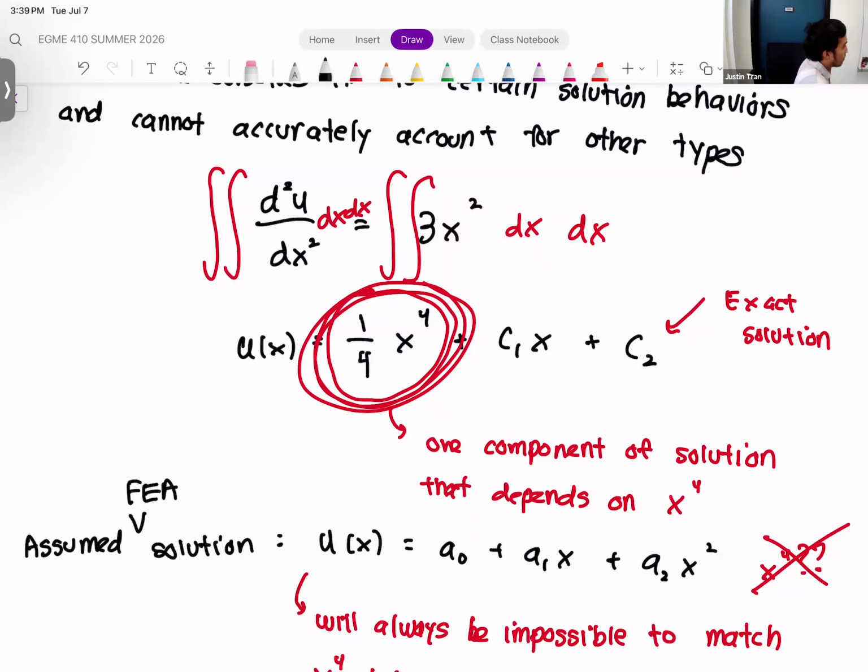Beforehand, you don't really know exactly what the exact solution looks like. But the more terms that you have in your shape function, the more likely you are to capture more types of behavior, which leads to more accurate solutions. Any other questions on this so far?